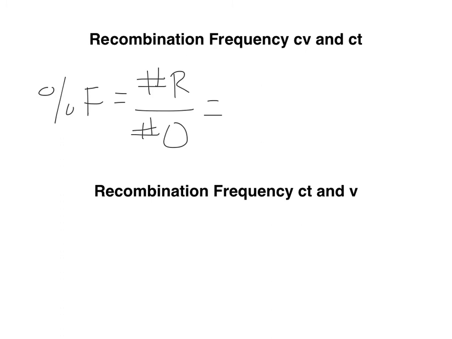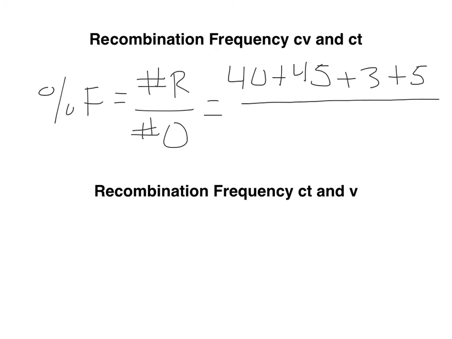So what are the number of recombinants in this case? Well, we saw previously that the number of recombinants due to a single crossover between CV and CT is 40 and 45. But don't forget about those double crossovers that would have also produced recombinant offspring. Remember, we saw 3 and 5 offspring respectively that were the result of the double crossover, and we're going to divide that by the total number of offspring. I won't make you do that math. It is 1,448. And when you do that calculation, you find that CV and CT are 6.4 centimorgans apart from one another.